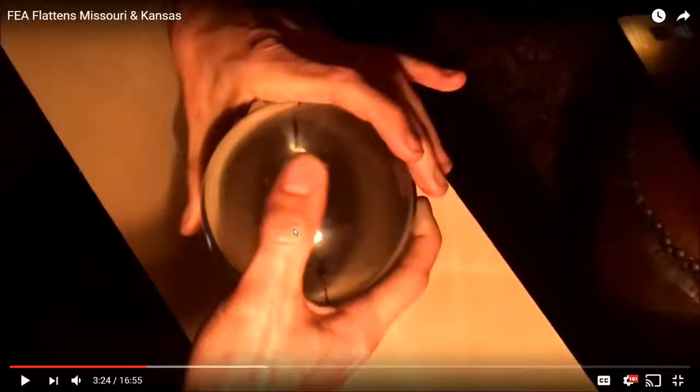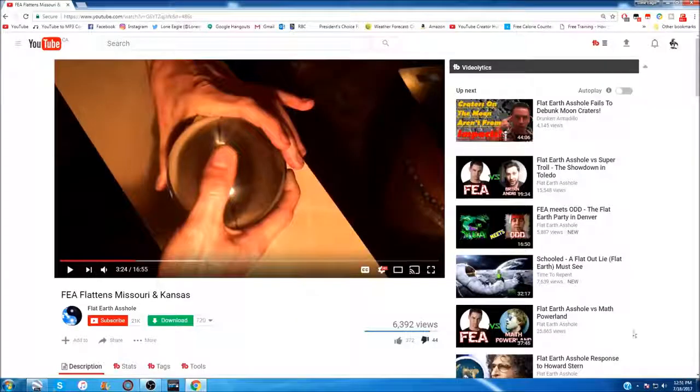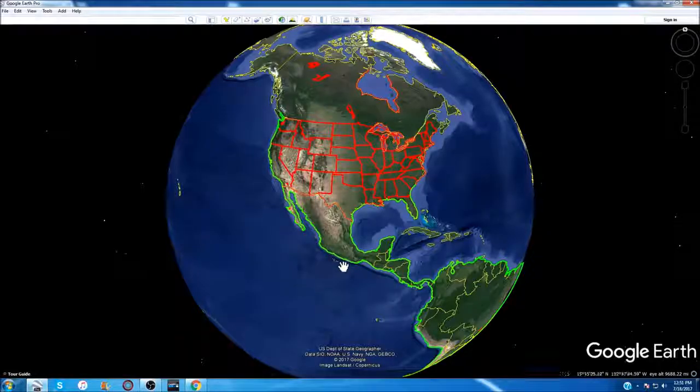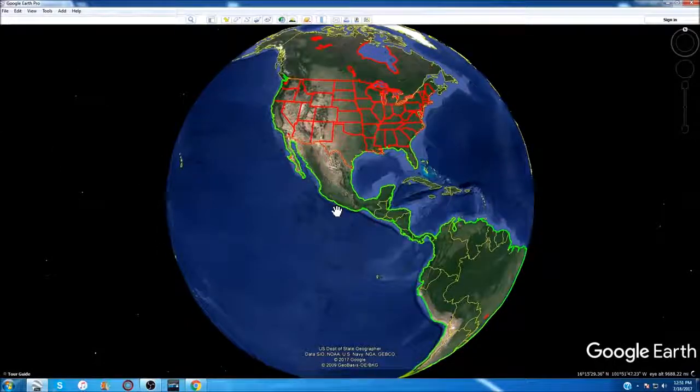Okay, so this is the important part. This is how we're going to determine how Google Earth works. Okay, well, first off, I'm not here to say Flat Earth Asshole is a shill, blah blah blah. No, that is not the purpose of this. The purpose of this video is to show people how goofy and messed up Google Earth is, okay?